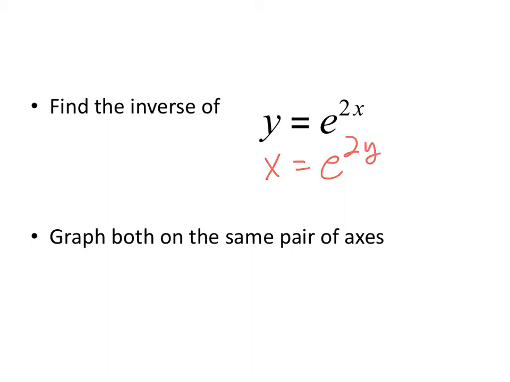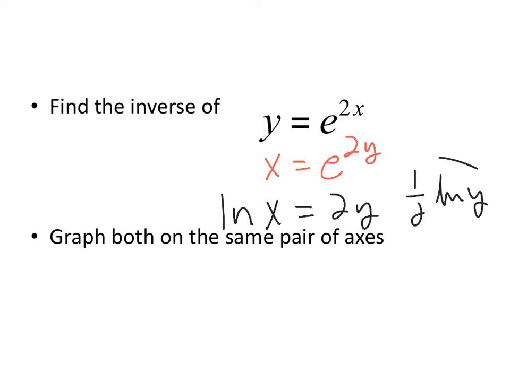and I've got to take the log of both sides, but because this is base e, the natural log really works well. So I'm just going to write ln x equals 2y. Isn't that nice? And then I'm going to divide by 2, so y equals 1/2 ln x. And I don't know if I graph these. Here's the inverse. If I graph these, what would I see? Something that looked like this, right?